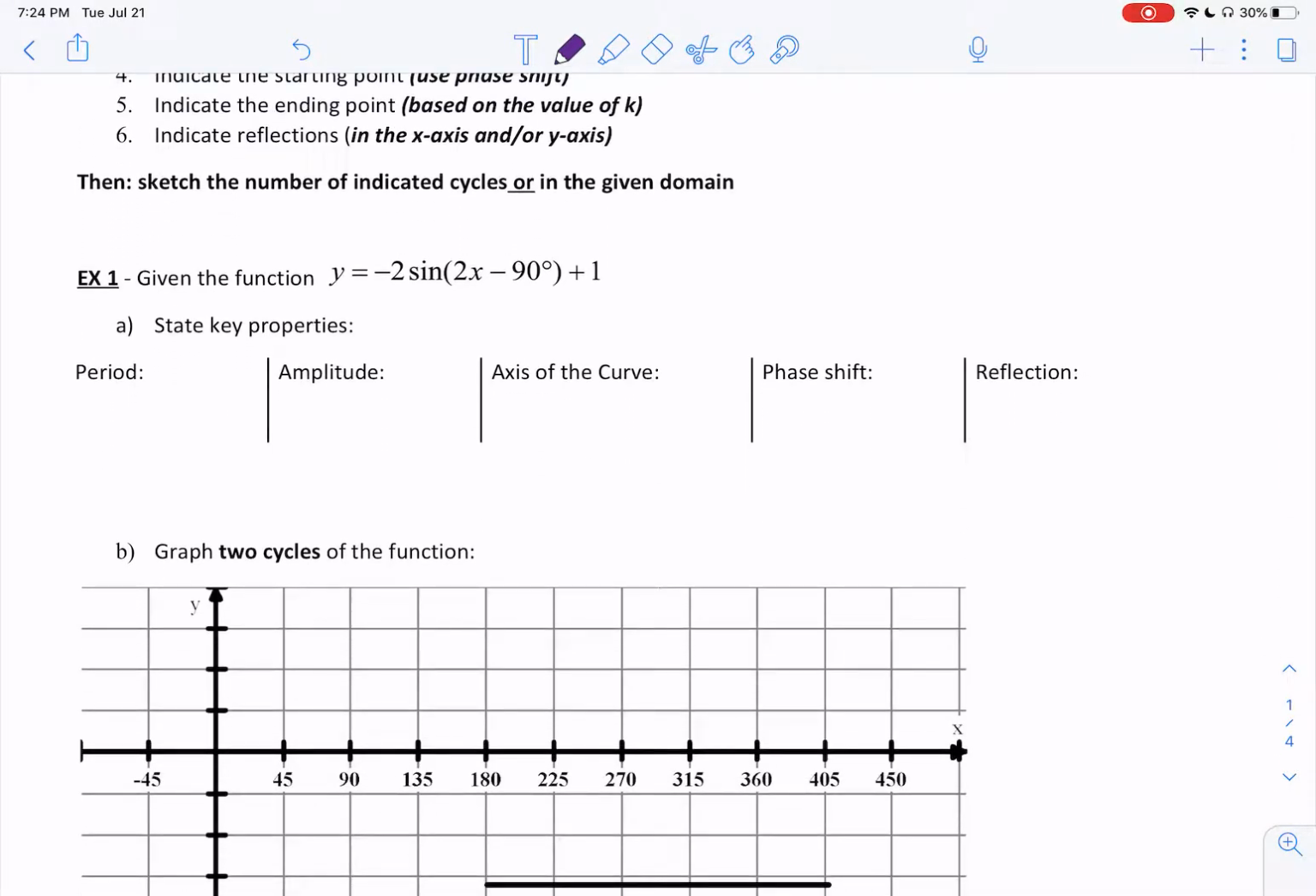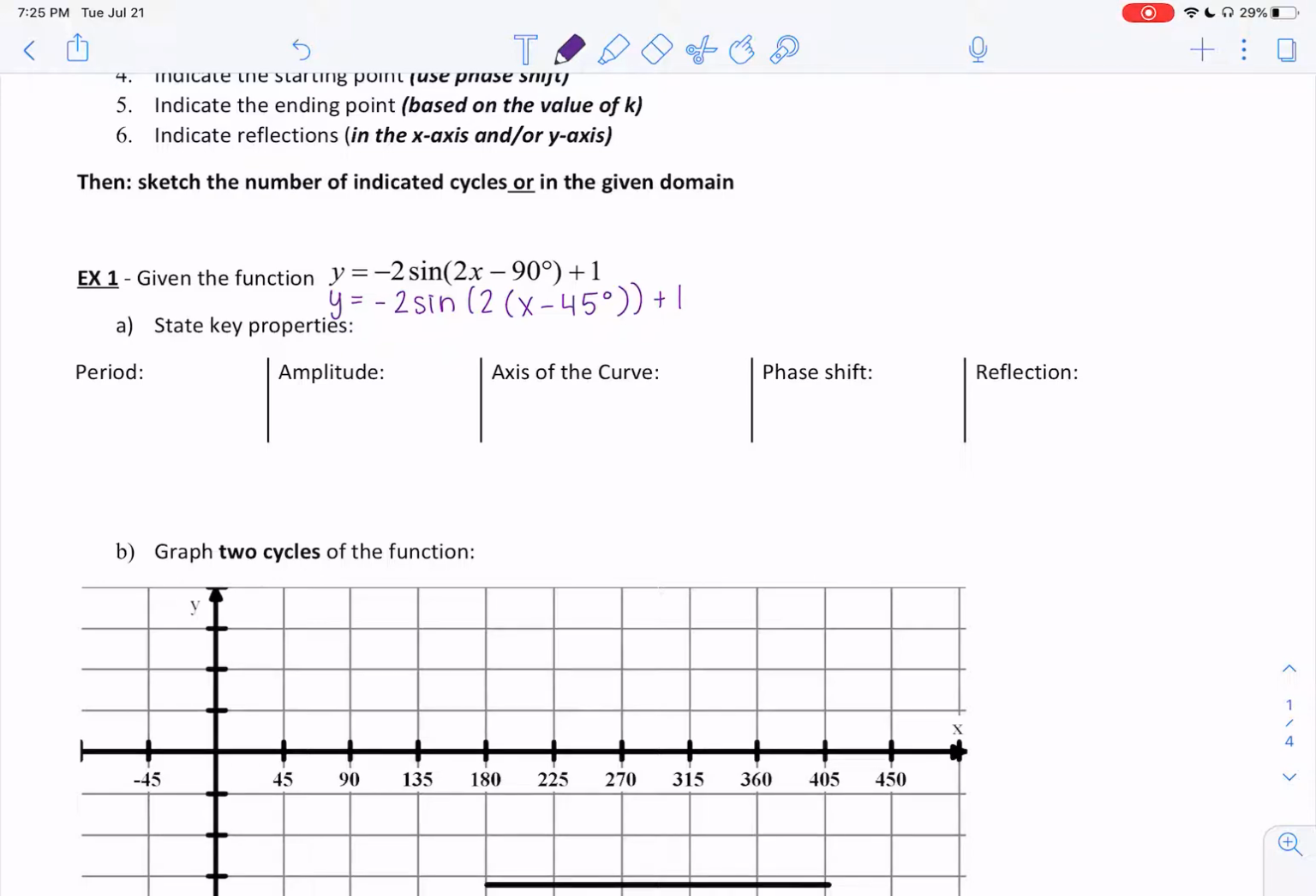We have y equals -2 sine (2x minus 90 degrees) plus 1. So remember, to see our k value, we need to factor out that 2. So we're going to factor out this 2, and then we're left with our actual d value, which is 45 degrees. Now, let's identify some of our key features here.